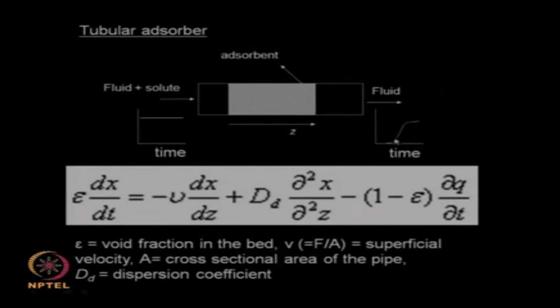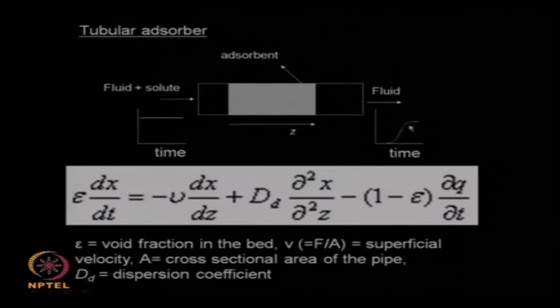So initially your adsorbent is fresh, so it will adsorb all the solute, so the fluid that is leaving will be free of any solute, but after some time slowly the tubular adsorber is getting saturated, so you will start seeing some solute in the exit stream or in the effluent stream, and finally after some time there will not be any adsorption taking place, whatever is coming in will be going out, and this particular curve is also called a breakthrough curve, because after some time there is going to be a breakthrough happening and your solute will start coming out here.